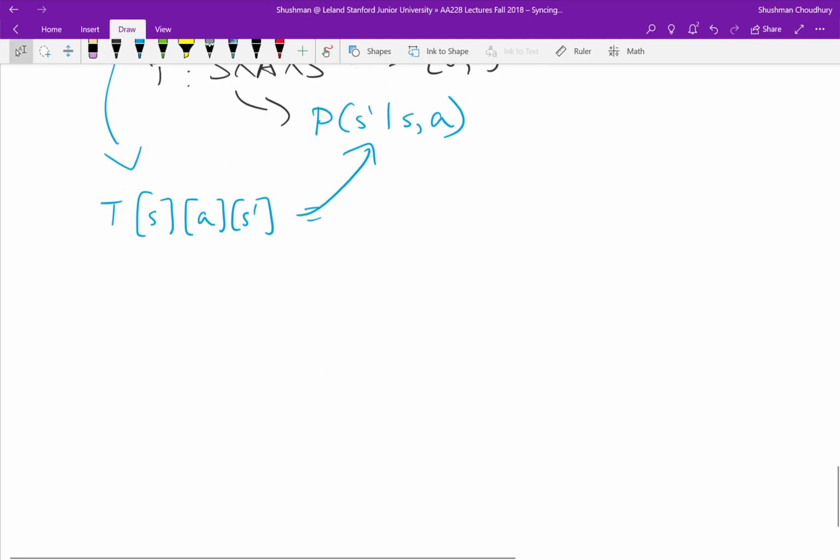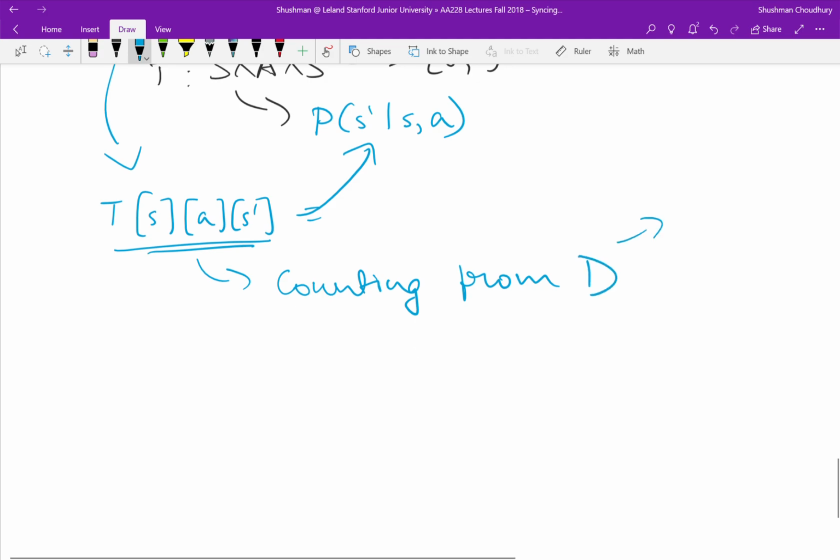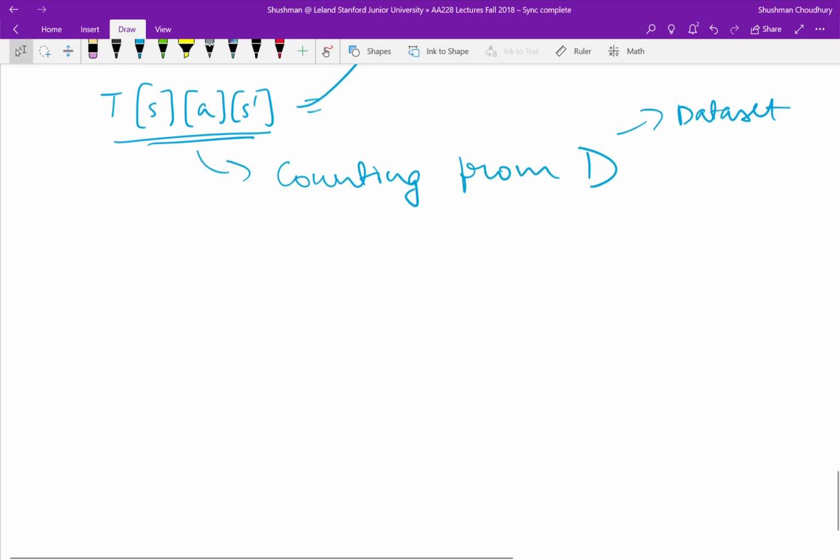And programmatically, we will obtain this value by counting from the data set D. This is the data set, by the way, that's been given to us. Similarly, the R matrix, which in the most general case, the R is actually a function of S, A and S prime.